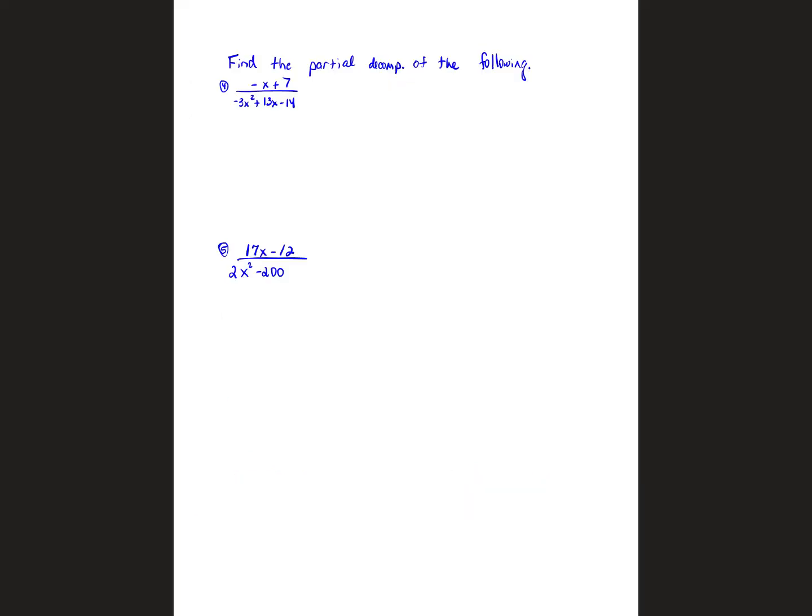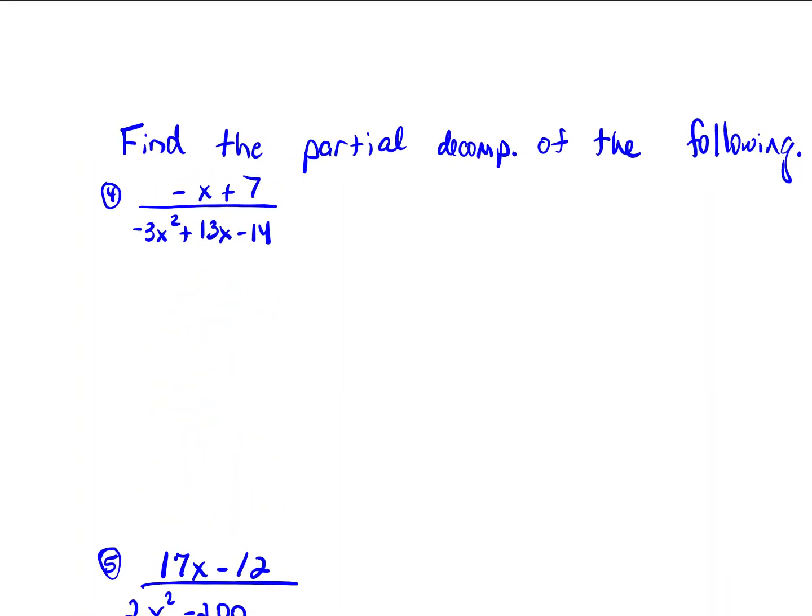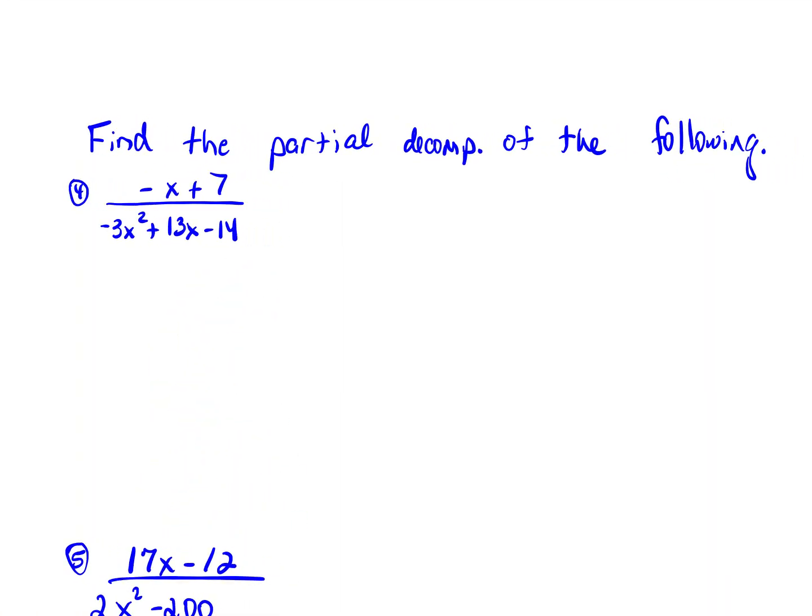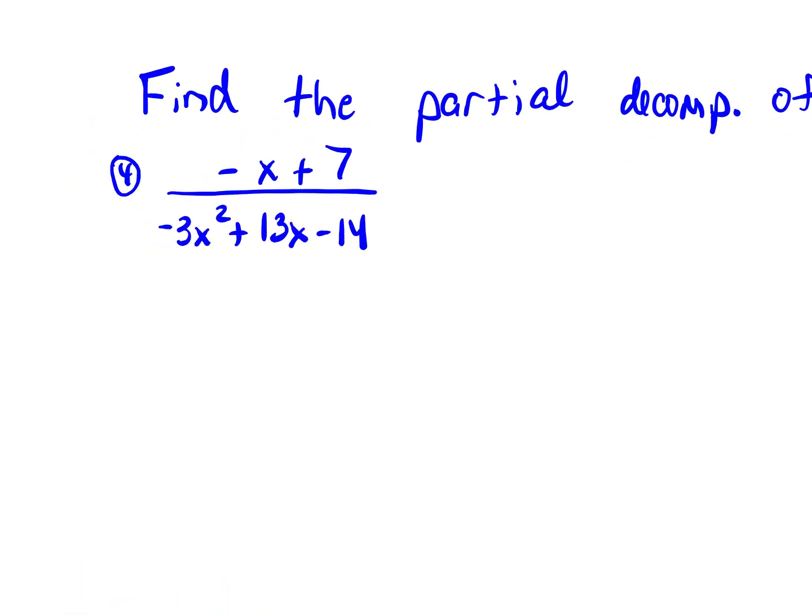If we look at the next part, these ones you're actually finding the partial decomposition of each of them. So you're working all the way through these. For example 4, you have negative x plus 7 over negative 3x squared plus 13x minus 14. Do you want to work with the negative in front of the 3x squared? So factor out a negative first.